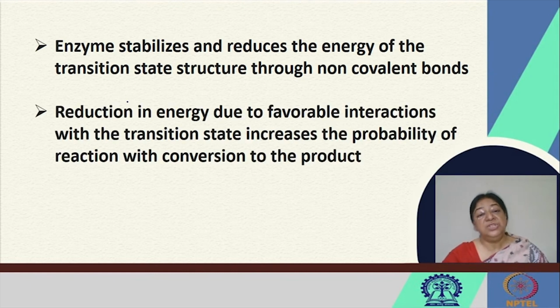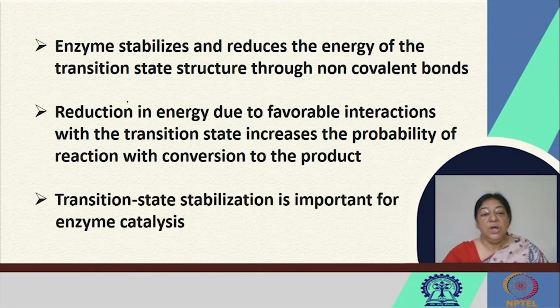Then the reduction in energy due to these favorable interactions with the transition state increases the probability of the reaction conversion to the product. So, transition state stabilization is more important for enzyme catalysis, because if the substrate is too strongly bound to the enzyme, as we have spoken about before in our protein ligand interactions, if the binding is too tight, then the enzyme will not release the substrate. If it does not do so, the reaction cannot proceed.